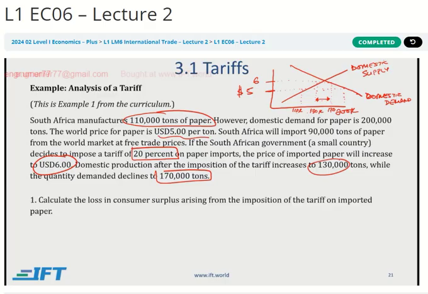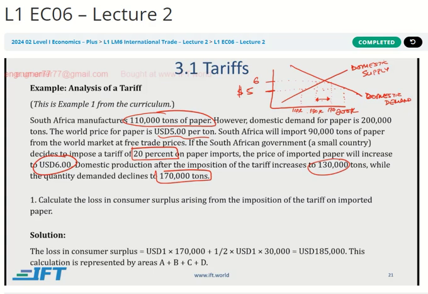So what is the first question here? Calculate the loss in consumer surplus arising from the imposition of the tariff. Now, the consumer is going to pay for everything, right? The whole loss is the consumer surplus loss, which is A, B, C, and D. So let's calculate. This is A, right? This small triangle over here is B. This box is C, and then this small triangle over there is D. So let's calculate A, B, and C together.